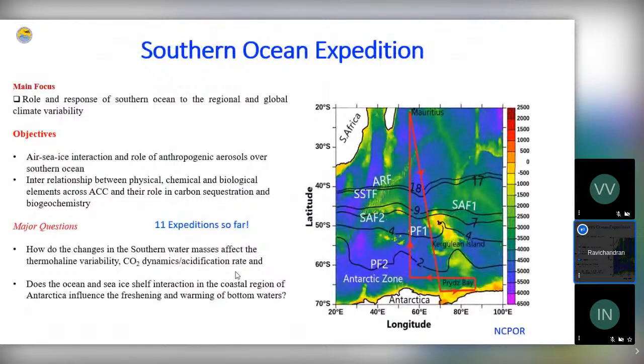Then there is also the Southern Ocean Expedition. From NCPOR, they conducted Southern Ocean Expeditions, most of the time from Mauritius to Antarctica. And so far they have conducted 11 such expeditions. The main focus is to understand the role and response of the Southern Ocean to regional as well as global climate variability. These are two of the important science questions they want to address.